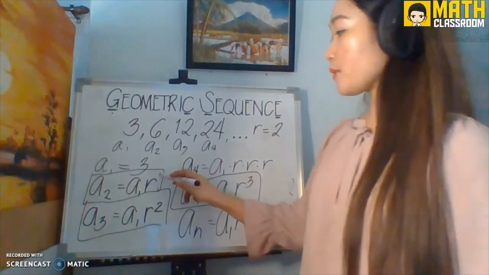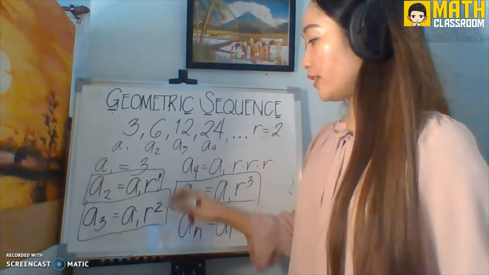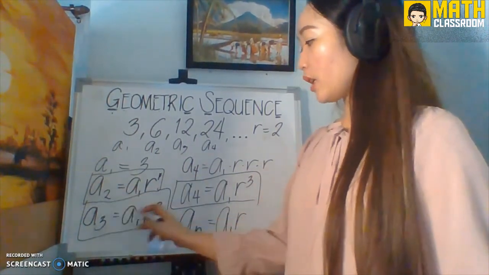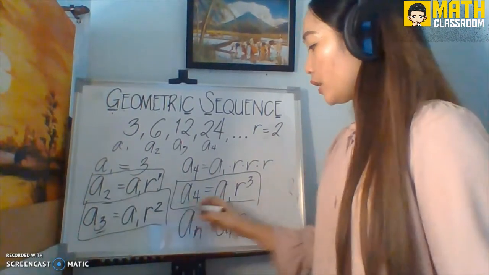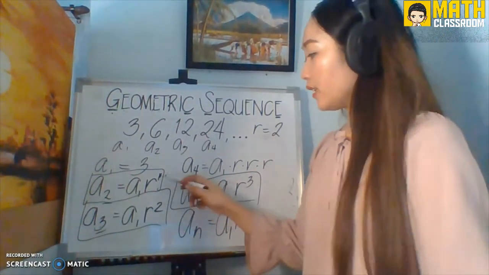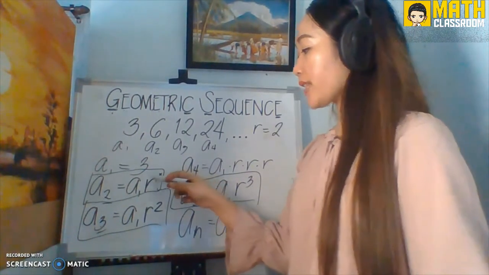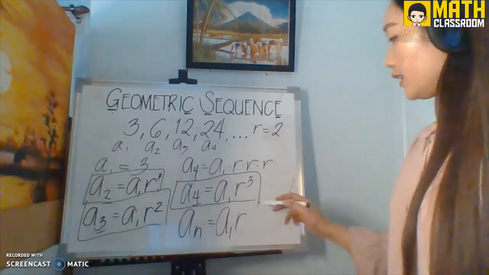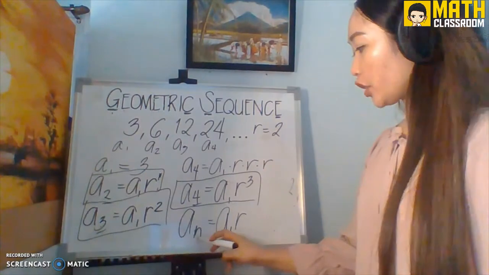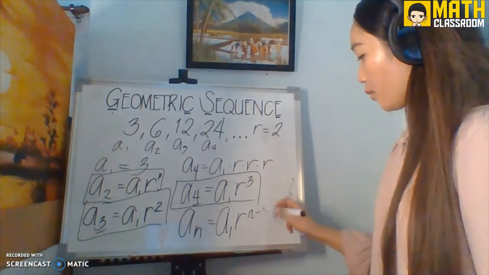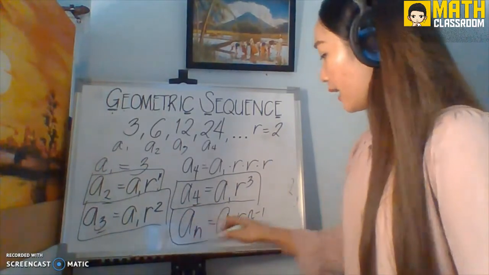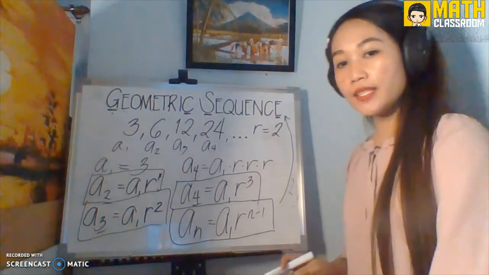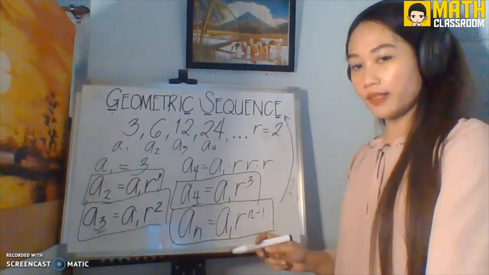Okay, so observe that this is 1, this is 2, this is 3. But we are looking for a sub 2, a sub 3, and a sub 4. Notice that the value of the exponent is always less than 1 for the term that we are looking for. So we can say that since we are looking for a term n, the exponent is n minus 1. So this formula is used in finding a certain term if the given sequence is a geometric sequence.